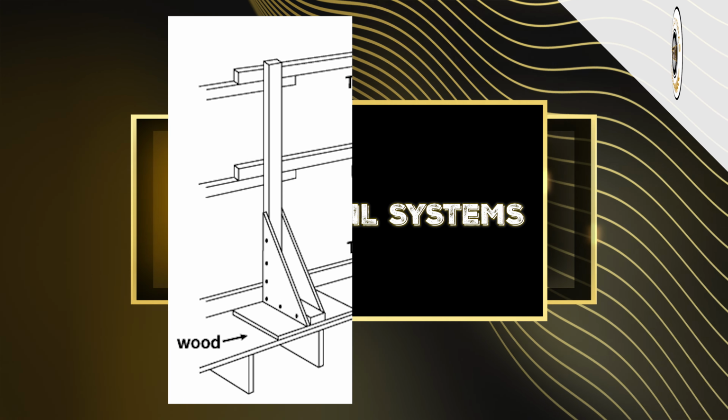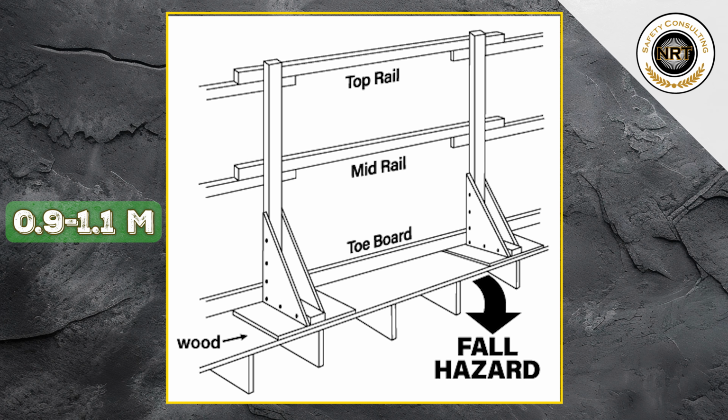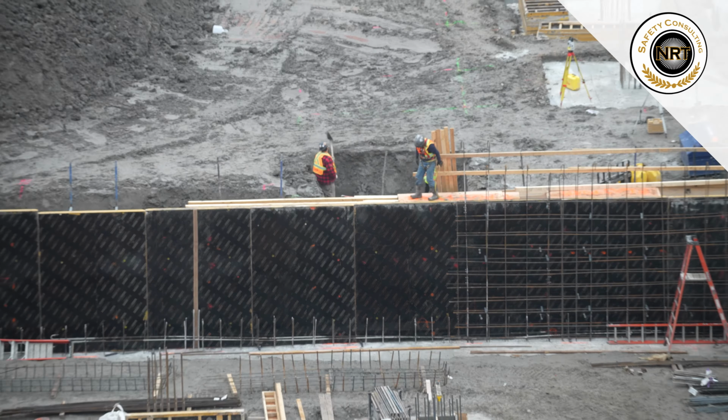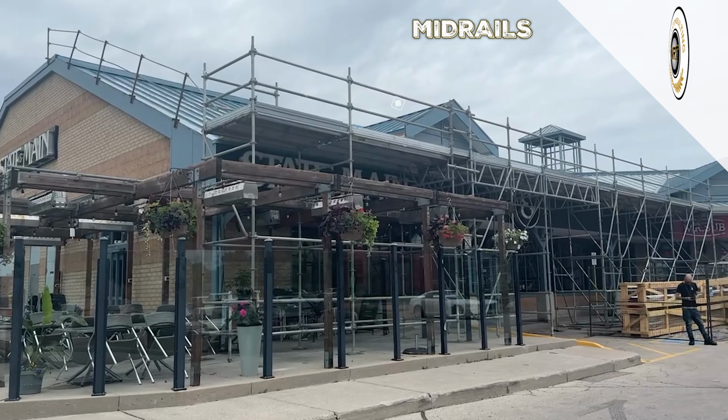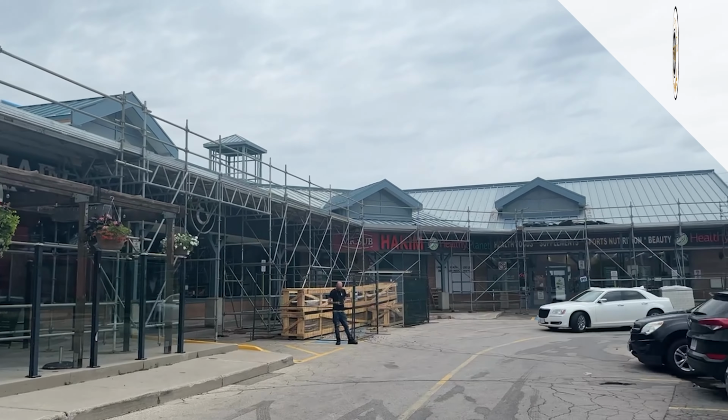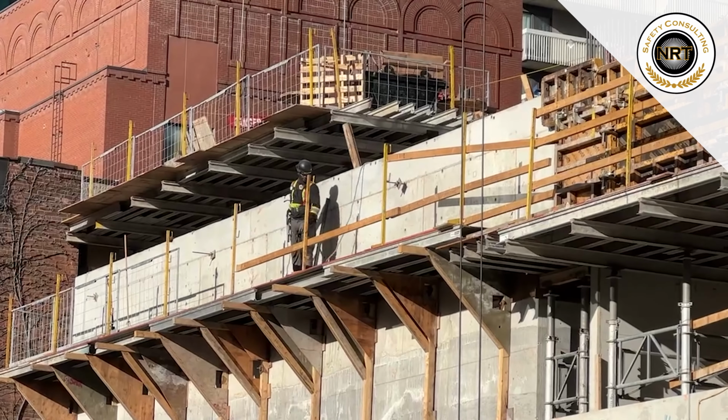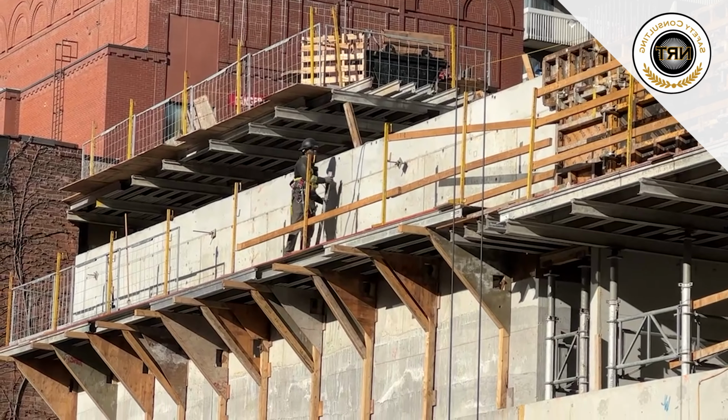Guardrail systems. Guardrail systems should be installed with a top rail between 0.9 and 1.1 meters in height. Mid-rails and toe boards must also be constructed from materials capable of withstanding any unit stresses that may be applied.